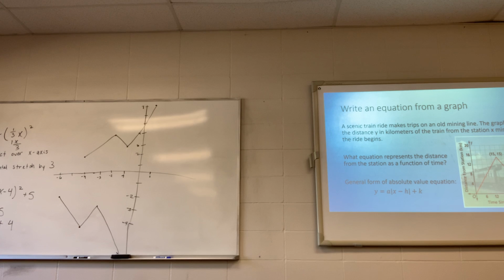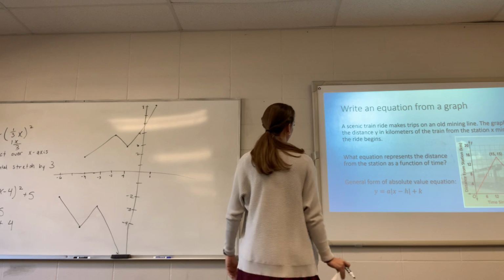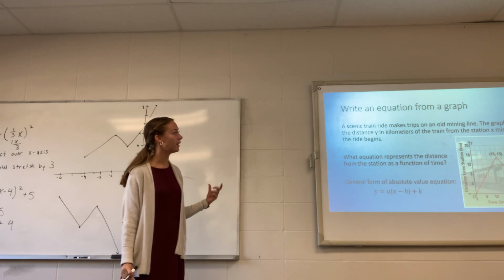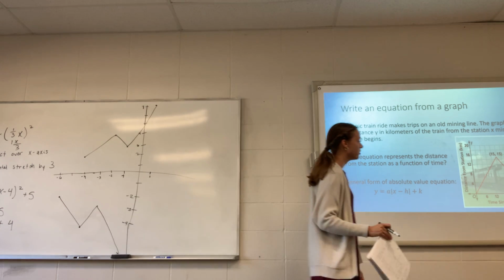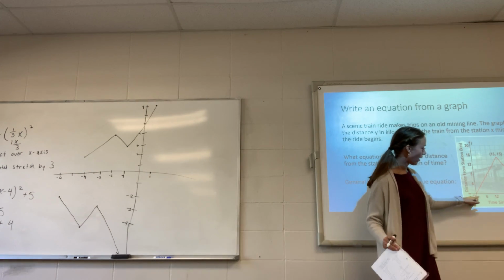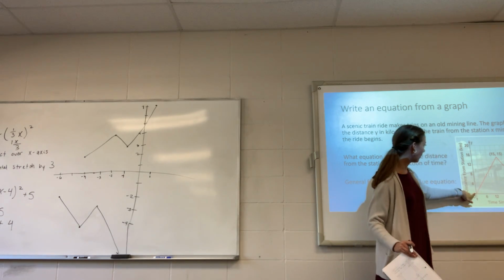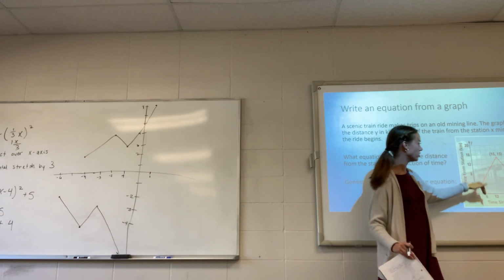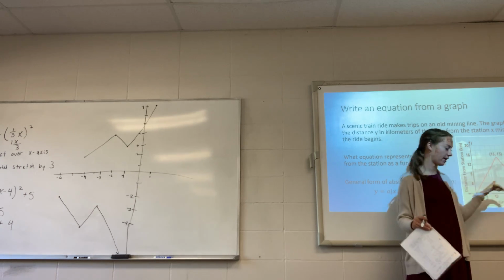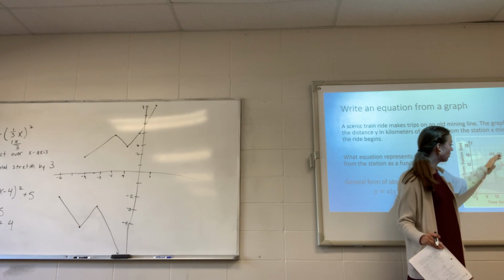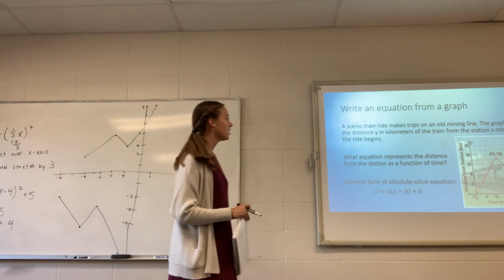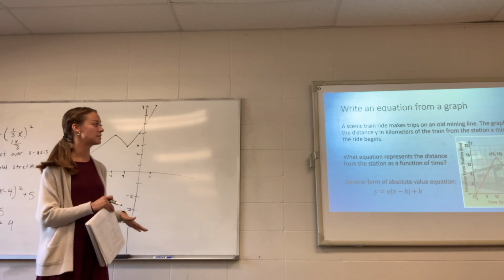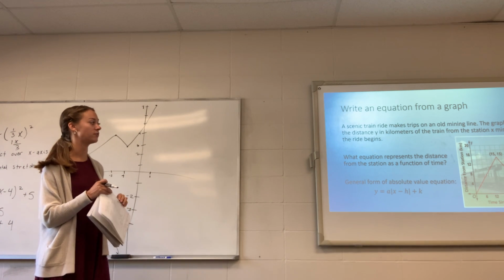All right, so it says a scenic train ride makes trips on an old mining line. The graph shows the distance, which is our y, in kilometers, of the train from the station X minutes after the ride begins. So here I am at 0, 0. As the train starts going, it drives away from the station, and then it's gonna turn around and come back, okay? So as the time keeps progressing, it goes farther away, and then it gets closer, it comes back to that station, okay? So it says, what equation represents the distance from the station as a function of time?